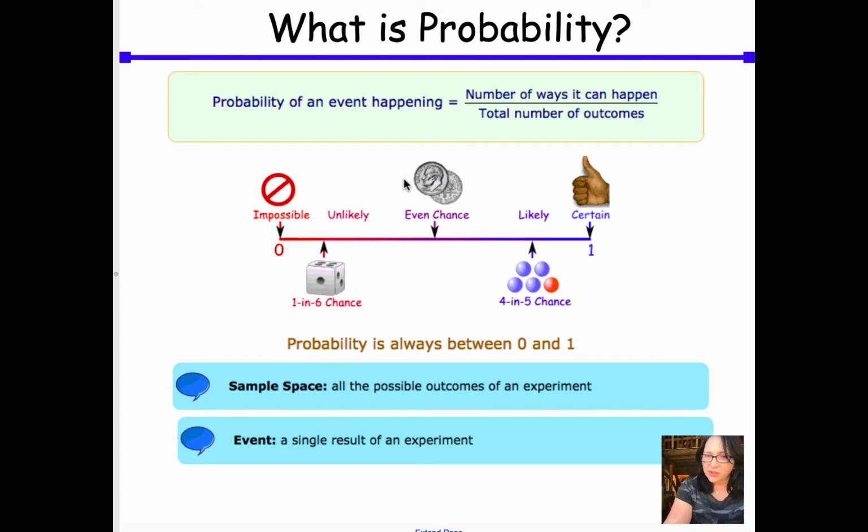An event is just a single result of an experiment. And most important is that when you ask the probability of something happening, it has to be between 0 and 1. It can't be less than 0, and it can't be more than 1. Anything over 1, you're incorrect. So just remember that.